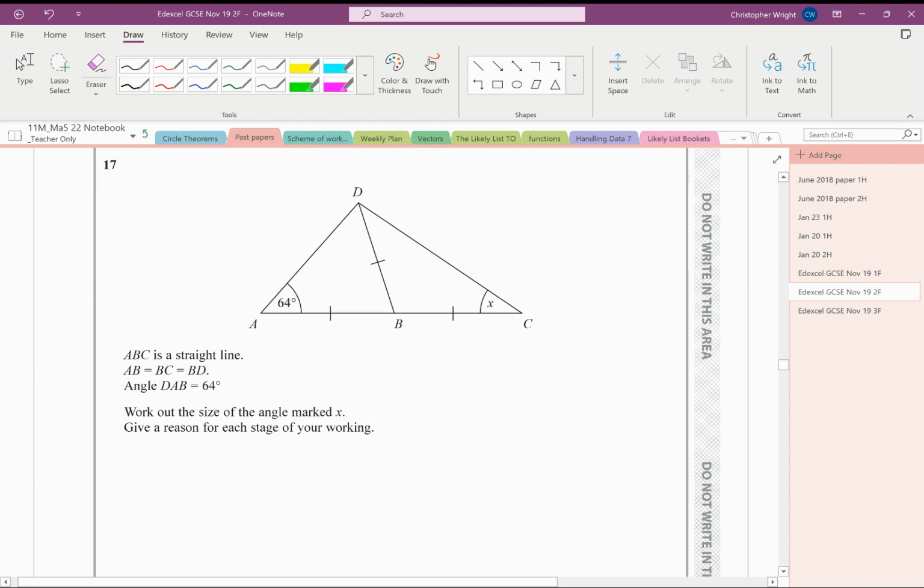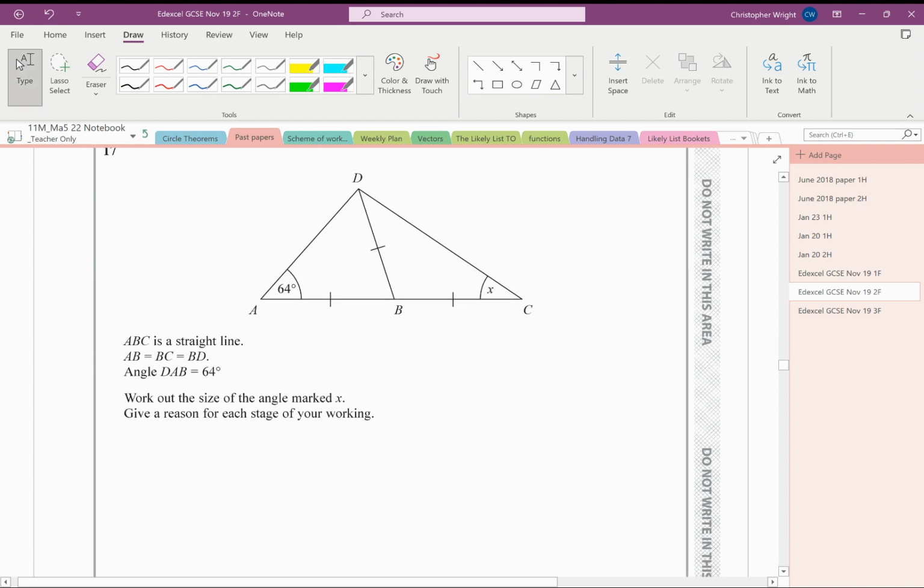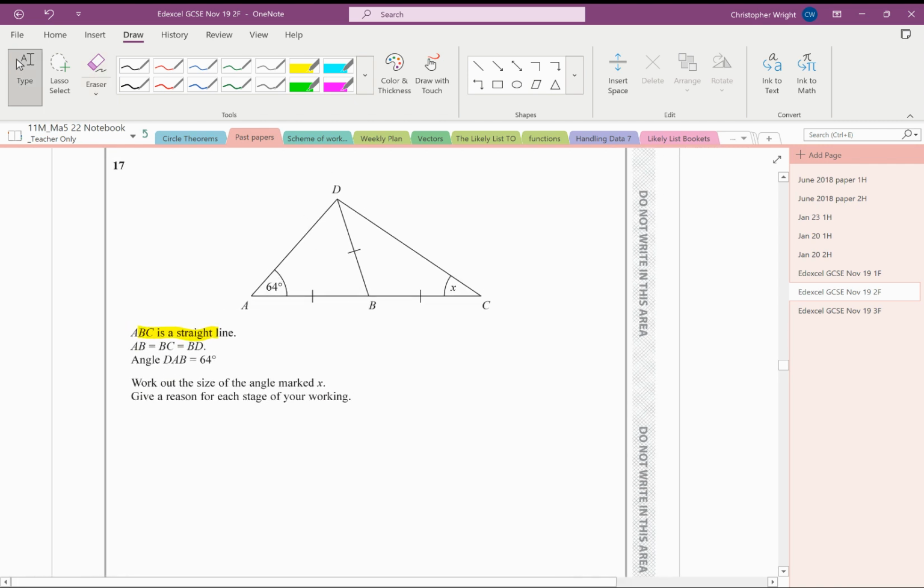Look at this diagram here. I've got some isosceles triangles, I think. Let's have a look. ABC is a straight line. Okay, yep, there it is. It looks straight to me. AB, that's this one, equals BC, that's that one, equals BD. Okay, I have got some isosceles triangles. Angle DAB is 64. Yes, it is. Work out the size of the angle marked X. Give a reason for each stage of your working.